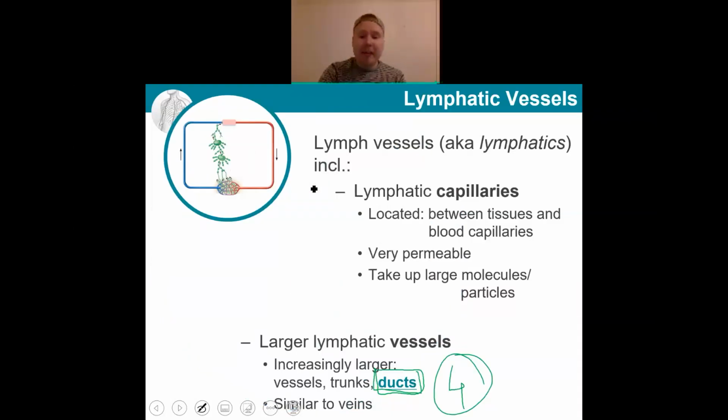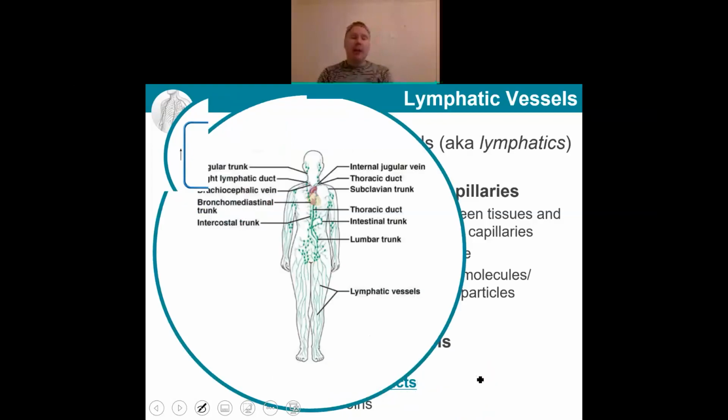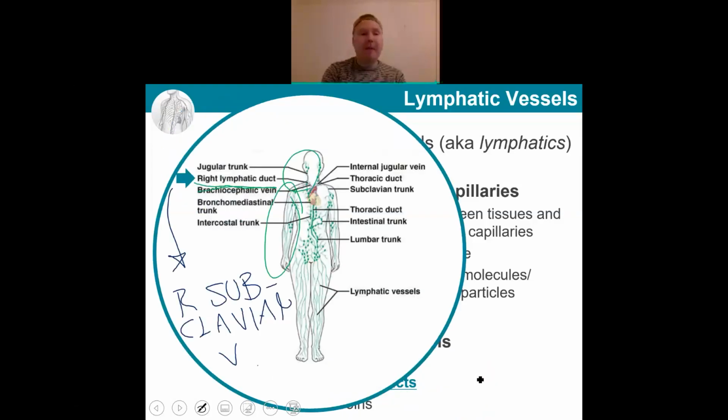When we move to bigger vessels than trunks, now we start talking about ducts. So this is one step bigger than what we've seen so far. Let's look at where we can find different kinds of ducts. We can find, for example, the right lymphatic duct. The right lymphatic duct is the big structure that drains the upper limb and the head and neck. And the right lymphatic duct empties its contents, just before the heart, into the right subclavian vein.